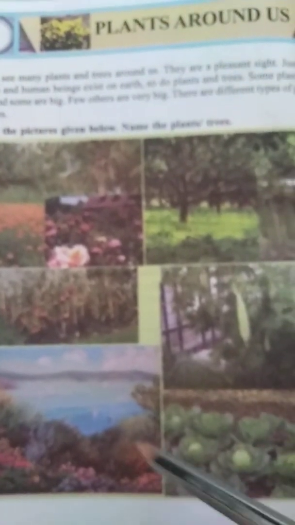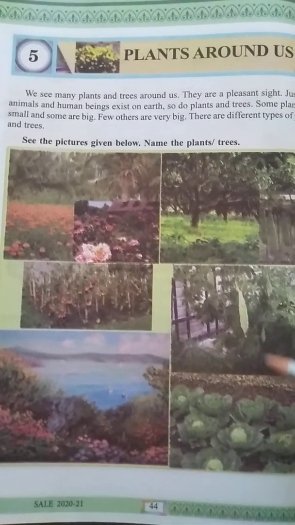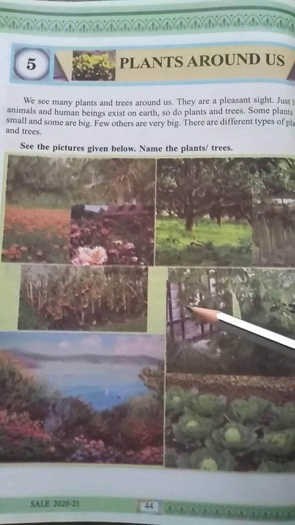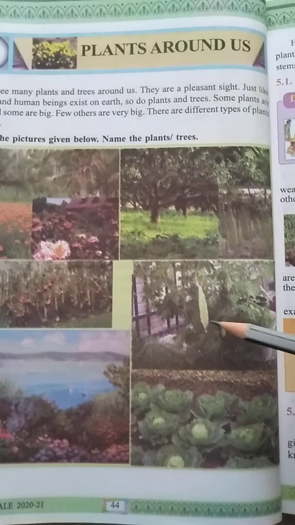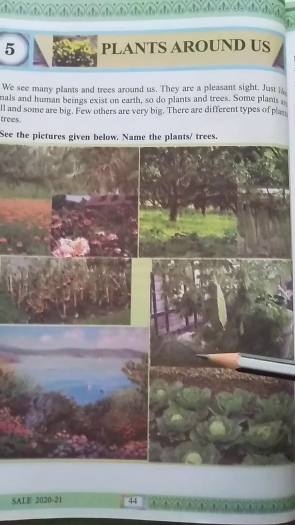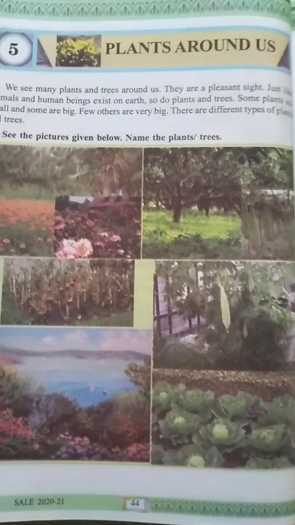Now tell me, by seeing this picture, what do you understand? Are all these trees and plants the same? No, because these trees and plants' growing style is different. Some are very tall, some are short, some are very thin. Here these vegetables are hanging. Why? Now for that we'll see deeply. For that you have to take page number 45. All of you take out page number 45.